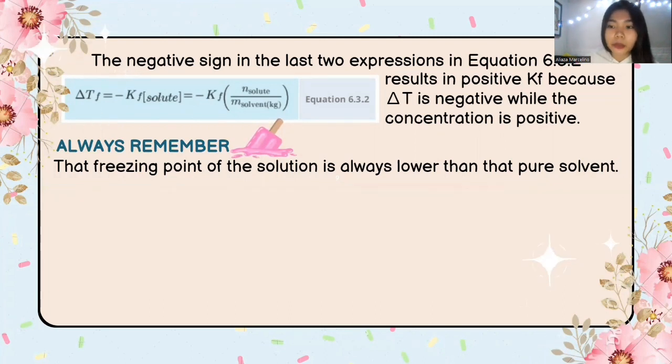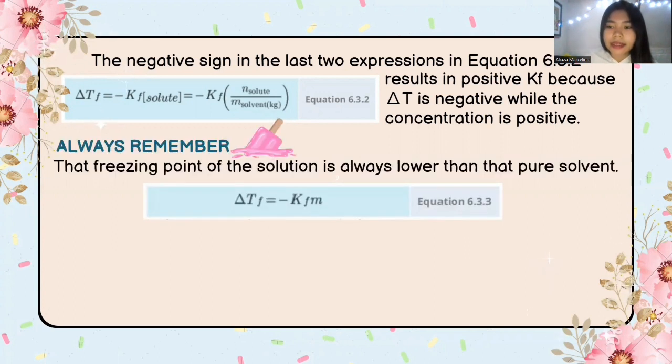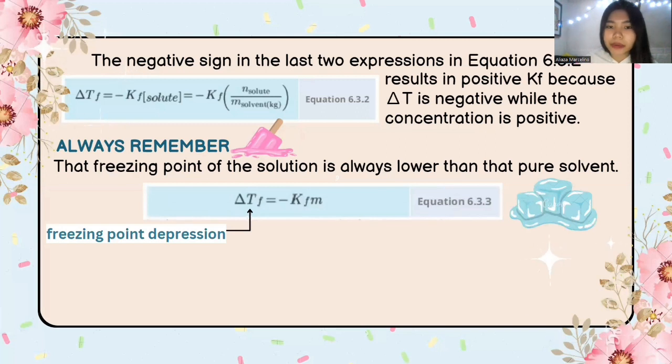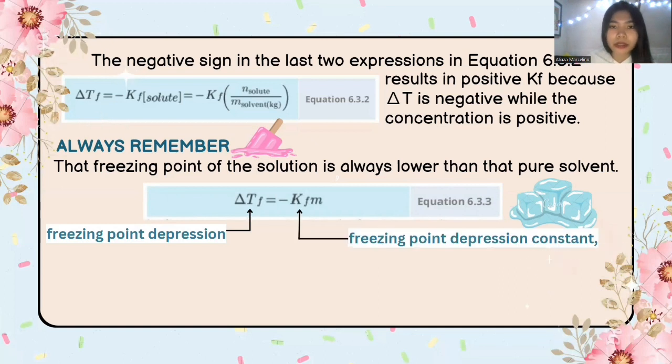Here's another formula we will use, written as delta Tf equals negative Kf m, like this. And here's the detailed naming of them, where delta Tf is the freezing point depression here, while Kf is the freezing point depression constant here, and m is the molality of the solution here.